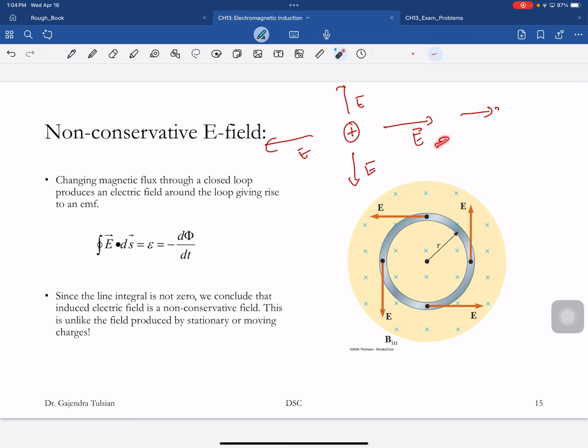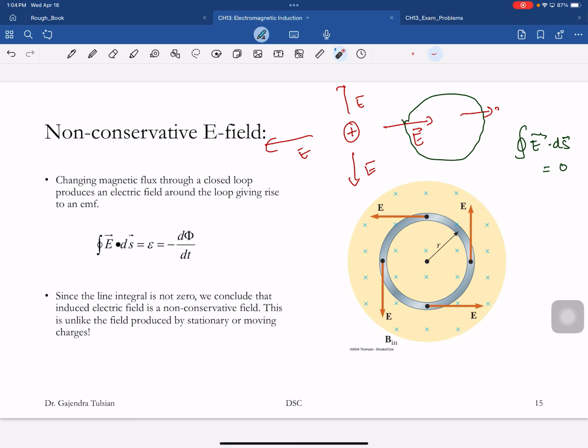Now, the nature of this electric field is the following. It's called a conservative electric field. What that means is if you take the line integral of this electric field around a closed loop, it's always zero. It's a conservative electric field.